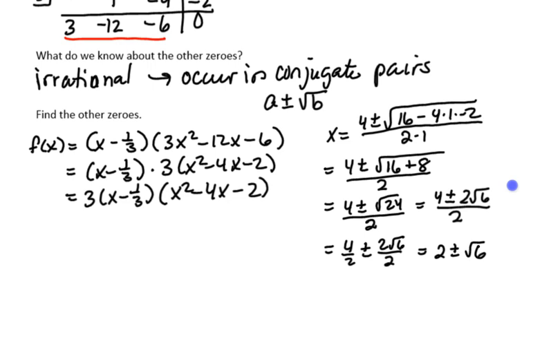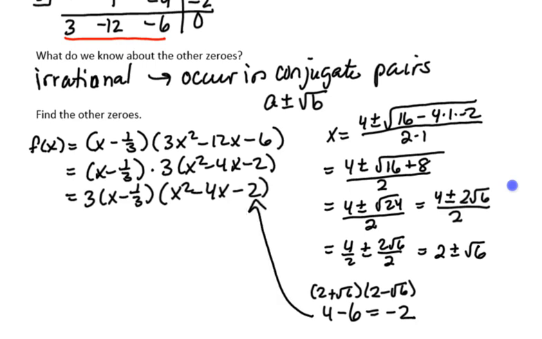So if I multiply 2 plus the square root of 6 times 2 minus the square root of 6, let's see what happens. That would be 4 minus 6, which would be -2. And see, that gives us that -2 that we got there. So our zeros are positive 1/3, 2 plus the square root of 6, and 2 minus the square root of 6.